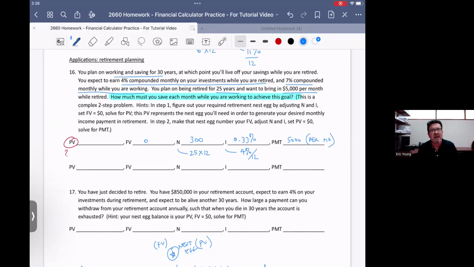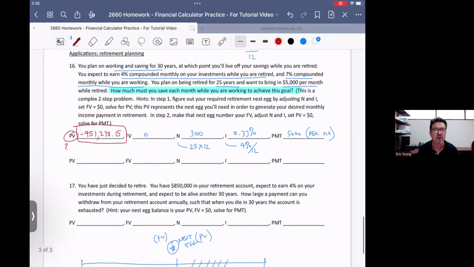Sounds like a lot, but once you get past the mechanics, plug them in. We do a little scavenger hunt, and we get negative 951,238.15. What does that number mean? Well, it means this. If today you decided to retire and you had $951,238.15 in your nest egg, and you could earn 4% on that per year, you could safely pull $5,000 a month for 25 years. Not bad.